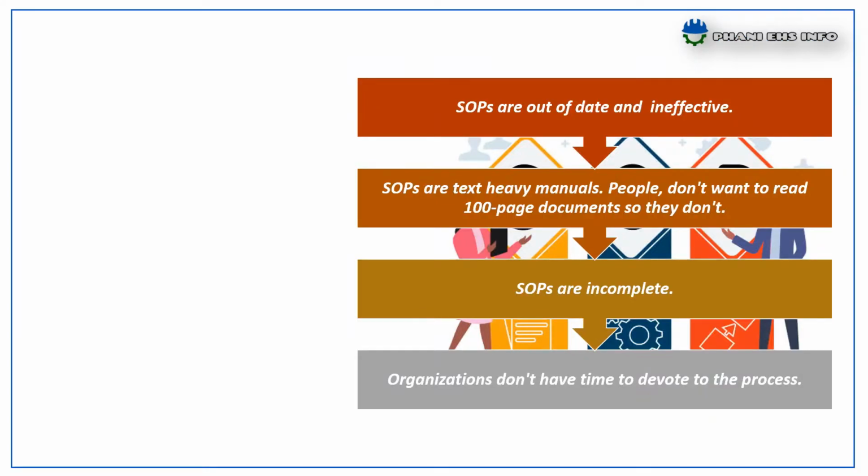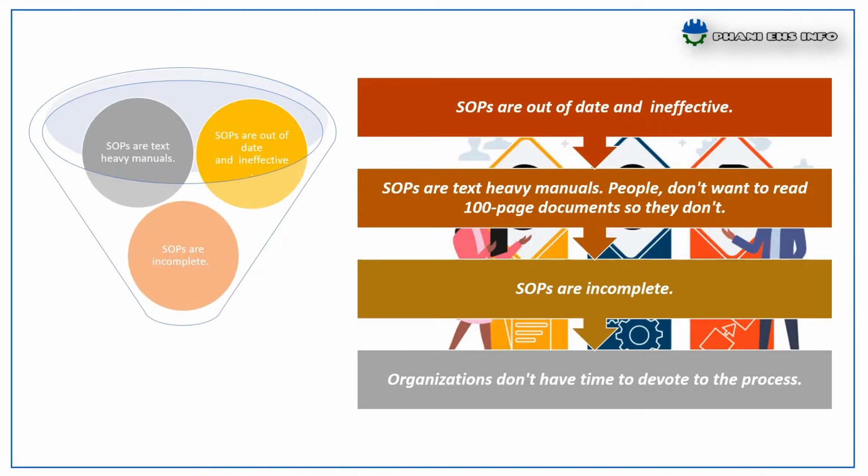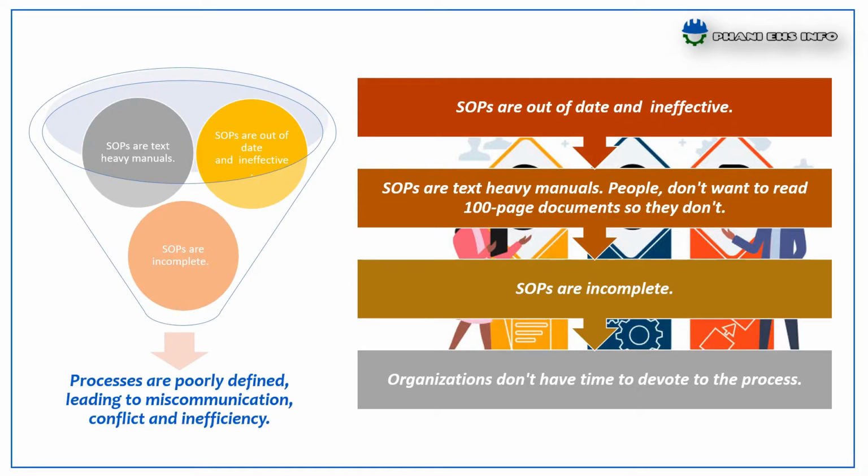Now, what are the common problems in maintaining SOPs? First one, SOPs are outdated and ineffective. Many organizations create SOPs just to meet compliance requirements. Second one, SOPs are text-heavy manuals. People don't want to read a 100-page document, so they don't. Third one, SOPs are incomplete. The full process lives only in the process, making it impossible to review and optimize or train others.